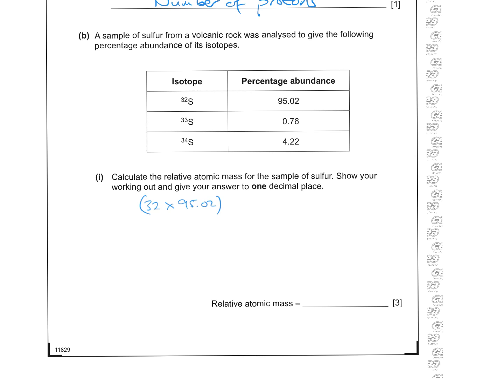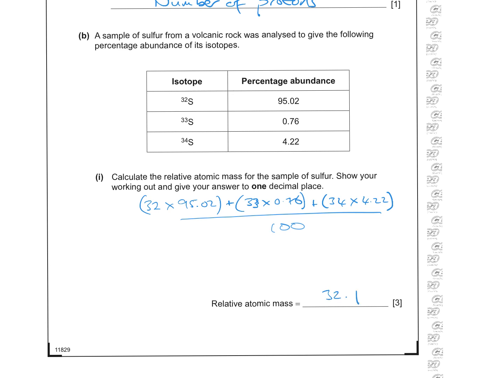95.02% have that mass. Now, what we have to do here is work out the total mass of all of these isotopes. So we're going to add on then the sulfur 33 and 0.76% have a mass of 33. Then we're going to add on sulfur 34 multiplied by 4.22. So that then will produce the total mass for, if you like, 100 atoms. Now we want the average mass, so just simply divide by 100, and that gives an answer of 32.1.